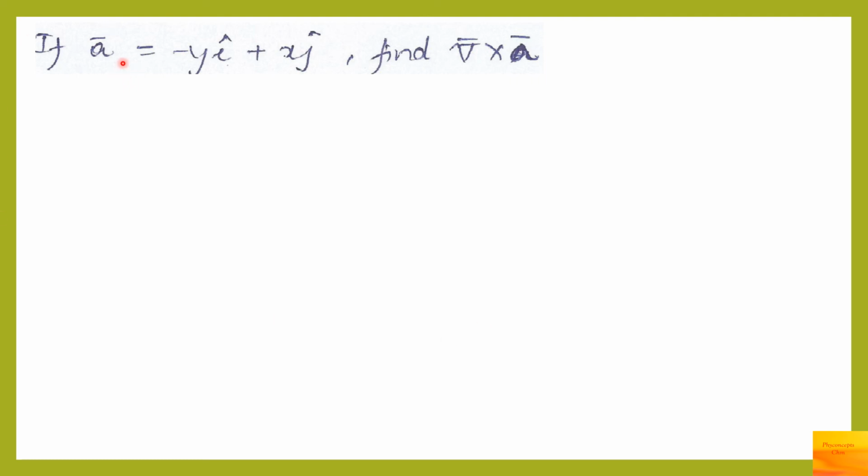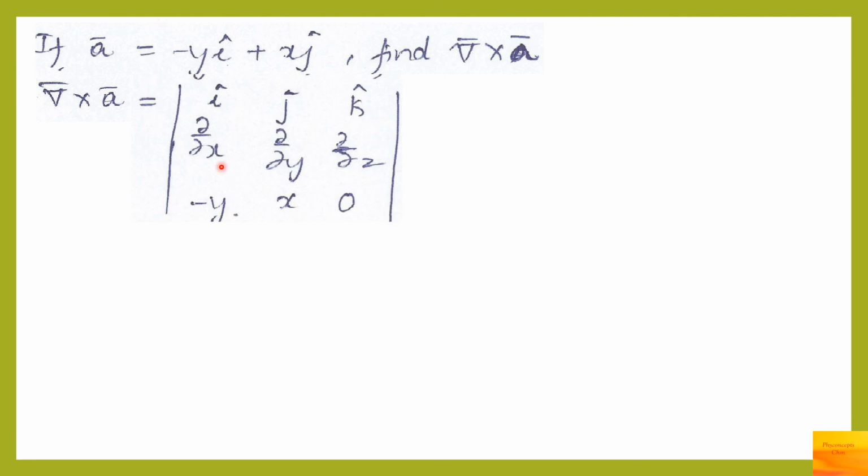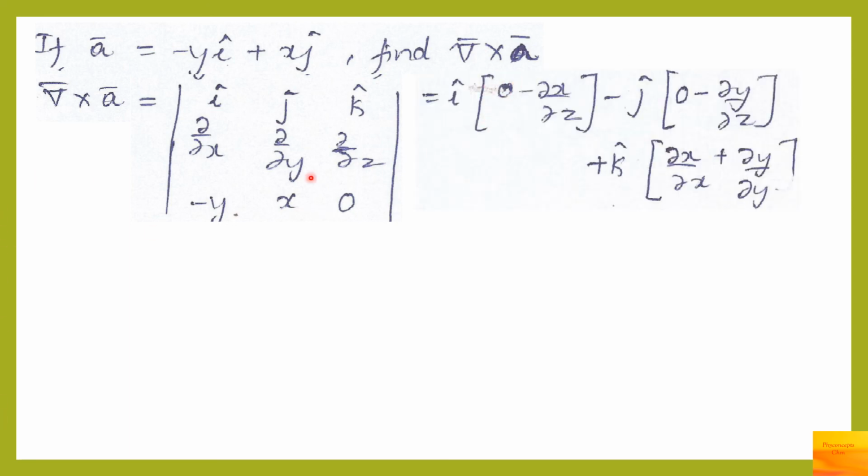Let's see a problem: if A bar is equal to minus y i cap plus x j cap, find the curl, or del cross A bar. So again we will write it down in determinant form. Here you have the unit vectors, here the components of the del operator, and here the components of this vector, that is minus y, x and 0. So solving this determinant, i cap into 0 minus ∂x/∂z, minus j cap into 0 minus ∂(-y)/∂z, plus k cap into ∂x/∂x plus ∂y/∂y.